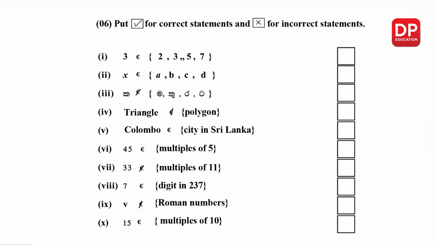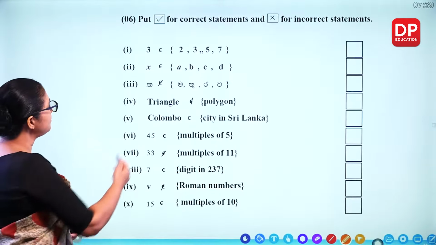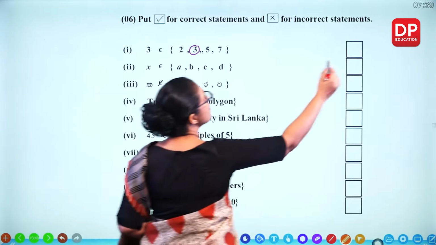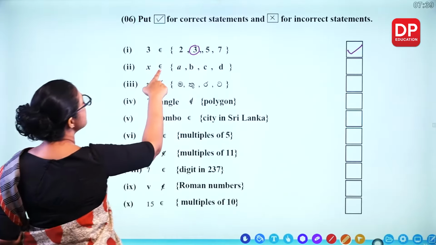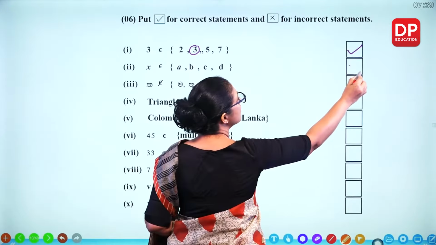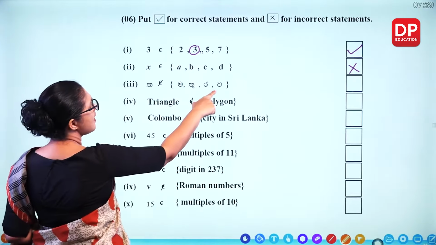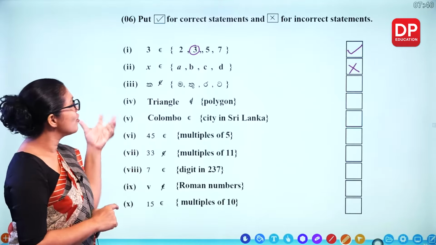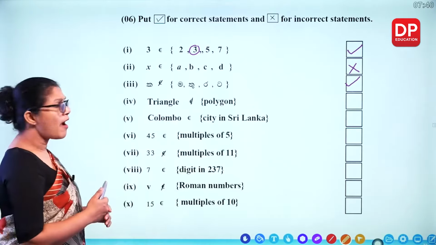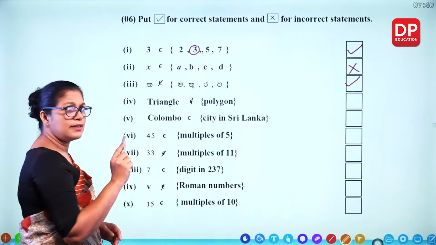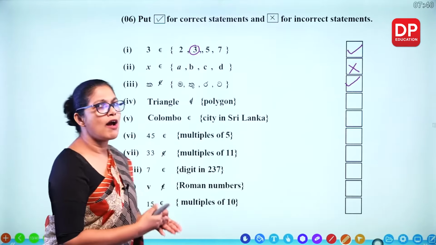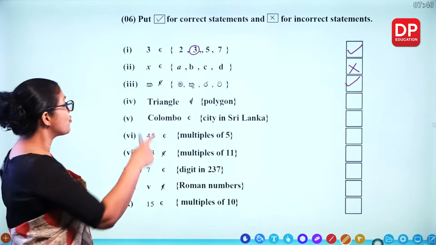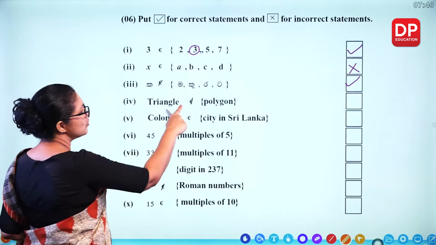Put correct sign for correct statements and wrong sign for incorrect statements. 3 is an element of this set. Yes, this is there, so that's correct. X is an element here? No, it's not. K, this letter is inside? No, it's not there, so it represents not an element. So that's correct. Triangle, not an element of a polygon. Triangle is a polygon. Polygons are triangle, square, four-sided figure, six-sided figure, all shapes bounded by straight lines. So triangle is an element of polygon, so this is wrong.